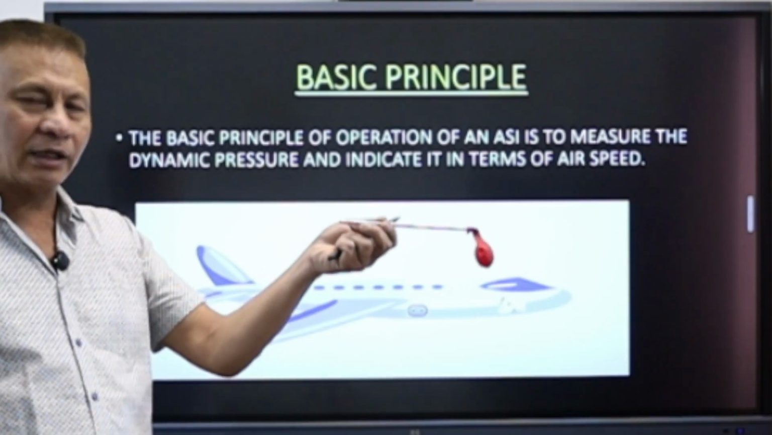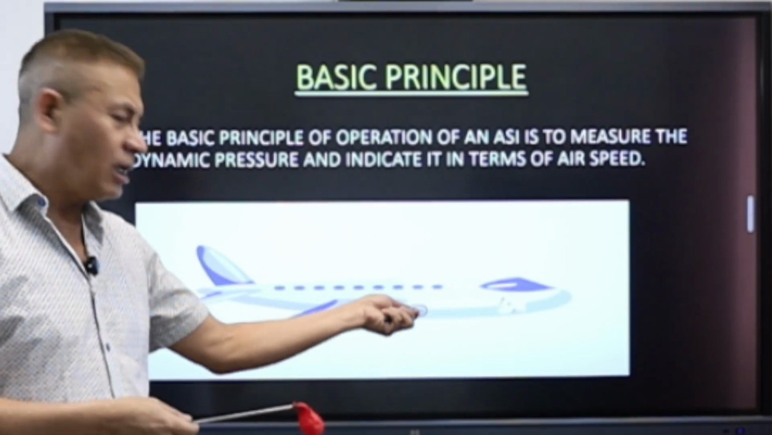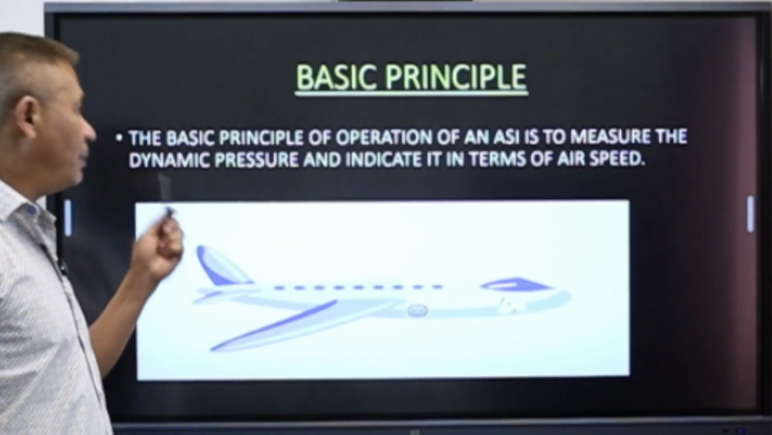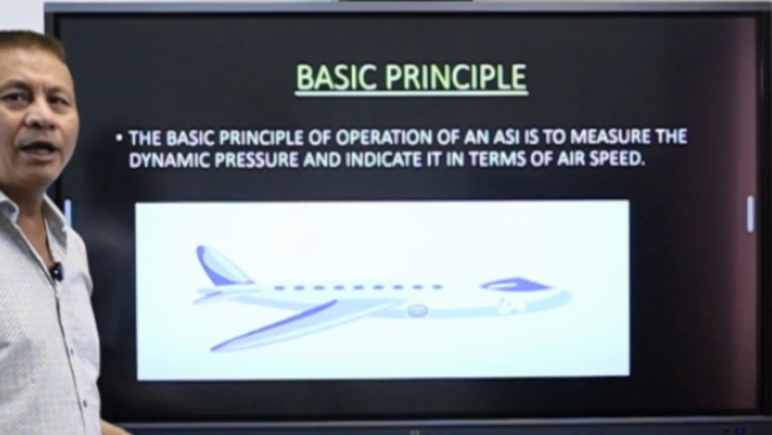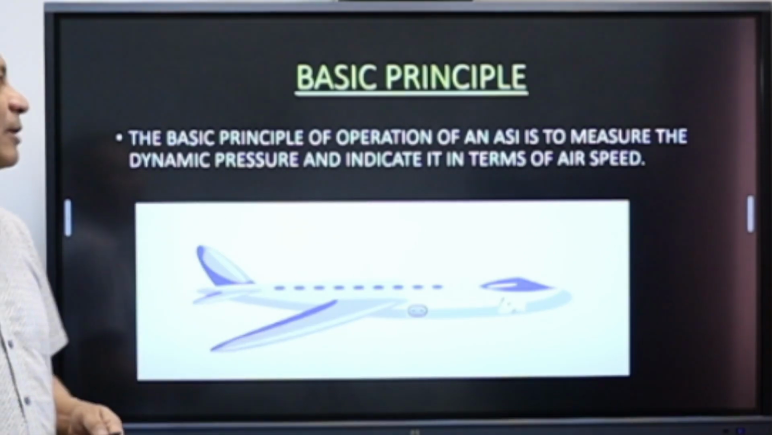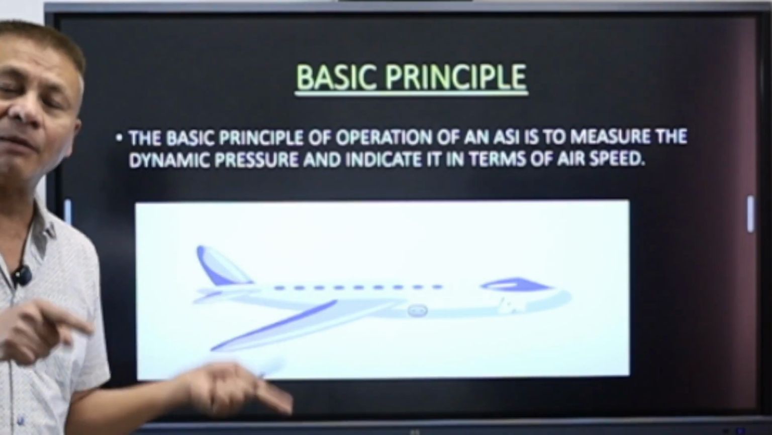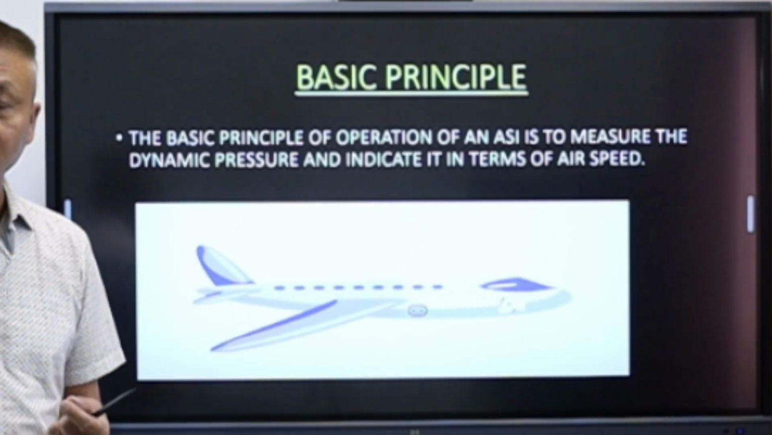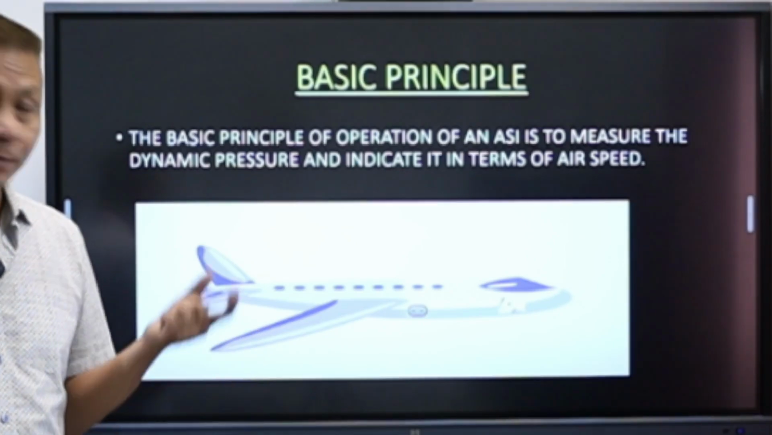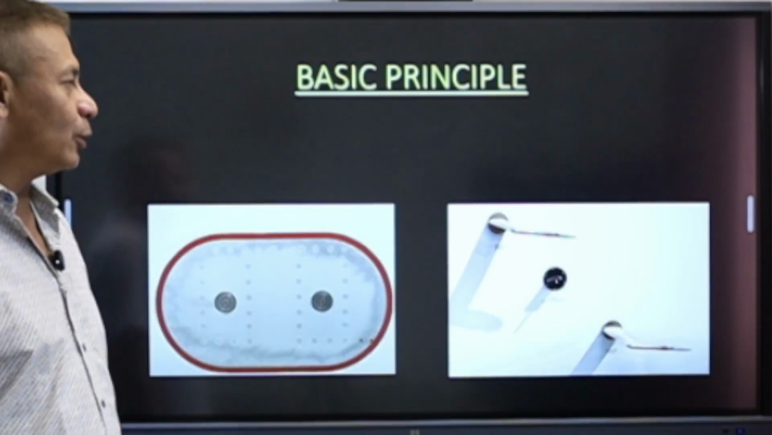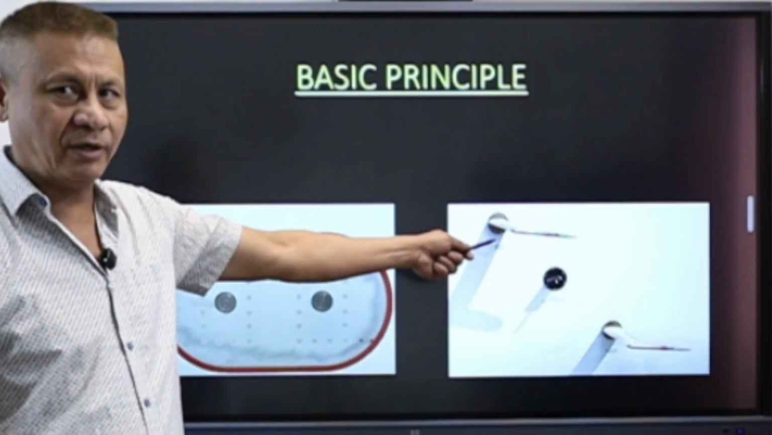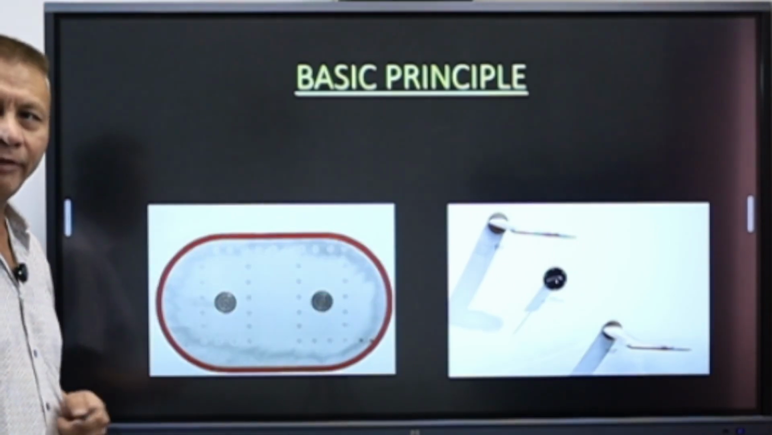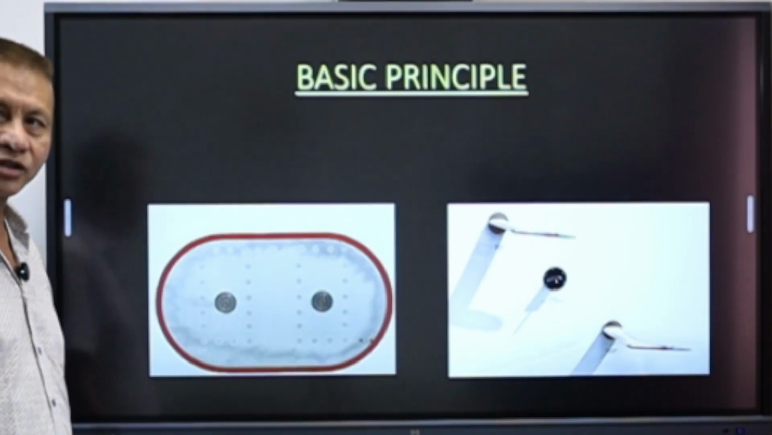We will have a look at the construction. And the static vent similarly goes through a tube to the instrument. The basic principle of operation of an ASI is to measure the dynamic pressure and indicate that dynamic pressure in terms of airspeed, because the dynamic pressure is proportional to the speed. So this is how the pitot tube looks, which is facing in front of the aircraft, and this is how a static vent looks in any large aircraft.